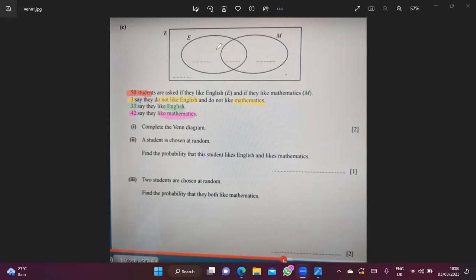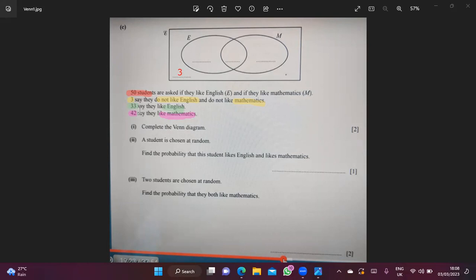Right, so this is the Venn diagram here. Using the info, we can try to make sense of this, yeah? Try the best that we could, anything which is easy first. 3 say they do not like English and do not like math. So in other words, they must be outside, not E and not M, yeah? So 3 should be here. There you go. Easy, that is easy. 1 down.